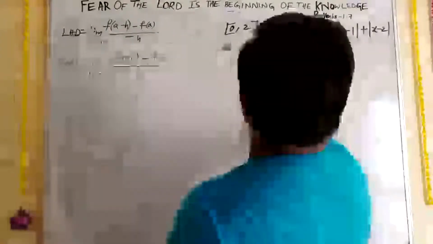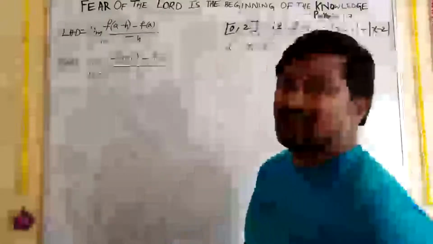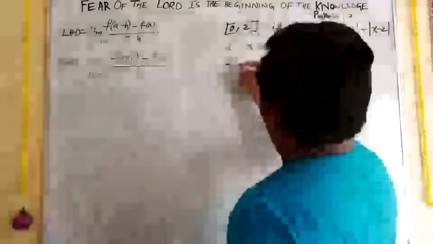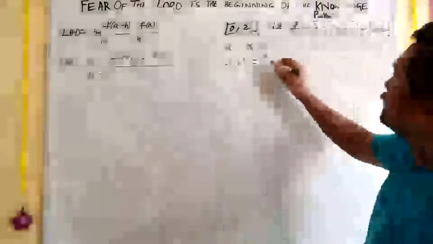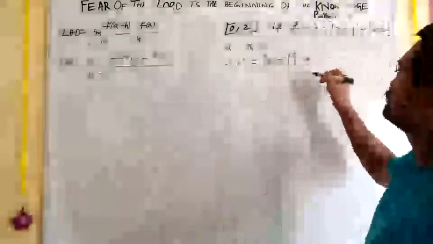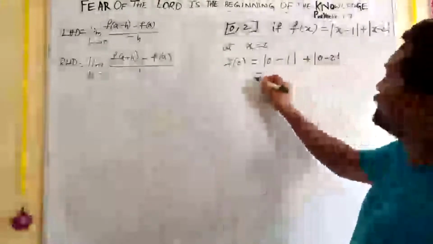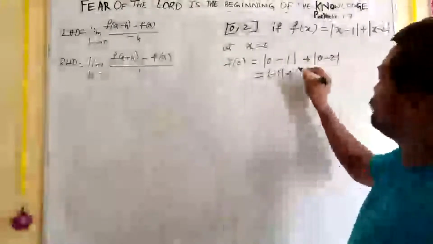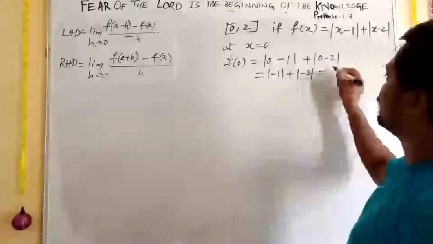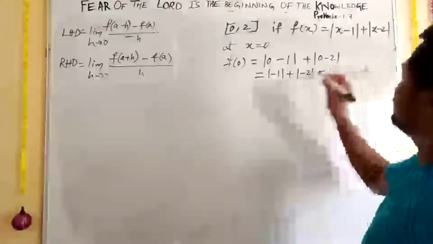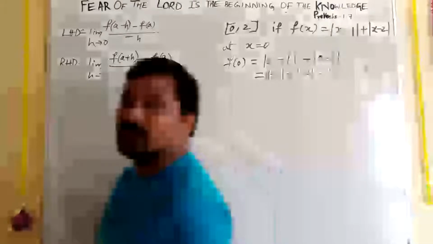Okay, at x is equal to 0. First, f of 0: wherever x is there, substitute 0. Modulus of 0 minus 1 plus modulus of 0 minus 2, you get modulus of minus 1 plus modulus of minus 2, that is 1 plus 2, which is nothing but 3. Cleared up to here? f of 0 understood, I think.